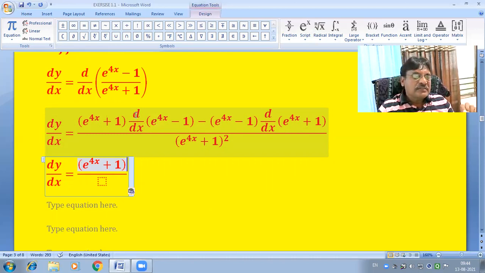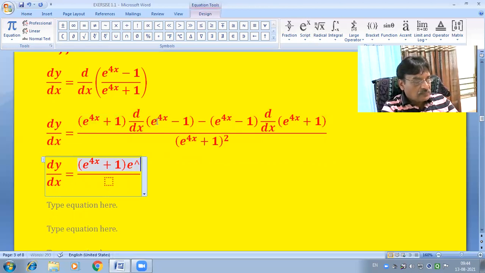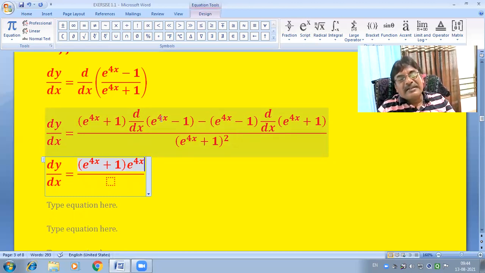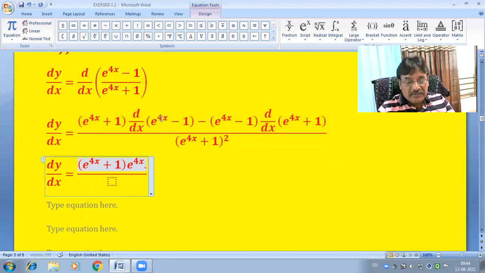Again, we repeat this. We find d/dx of e to the power 4x by using the formula d/dx of e to the power f(x) is e to the power f(x) into f dash of x. Similarly here, e to the power 4x into the derivative of 4x. And we know the formula d/dx of nx is n. Similarly, d/dx of 4x is 4.